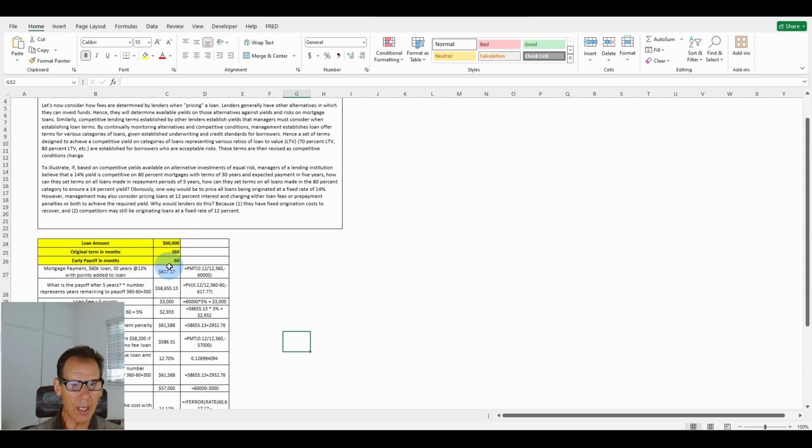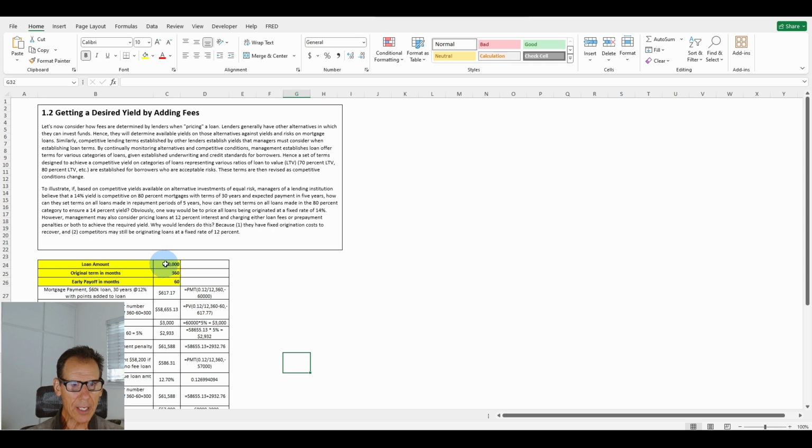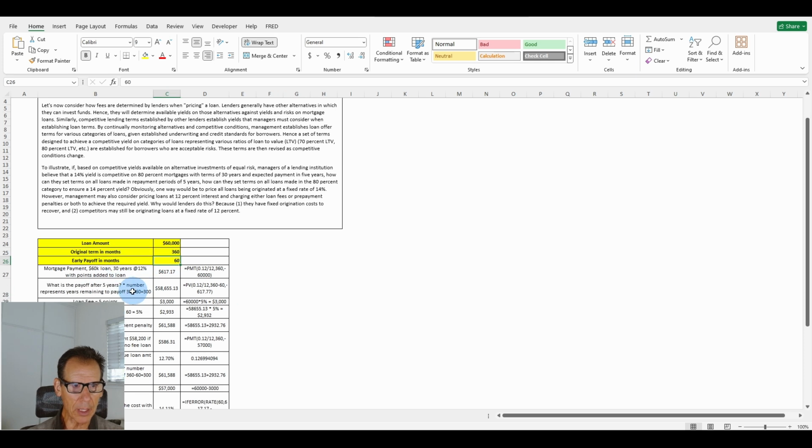This is a snapshot of our previous example. We're looking at a $60,000 loan. We've got an original term in months, 360, early payoff in months. That means within 5 years, you're going to pay a prepayment penalty. The mortgage, we have a $617 monthly payment. The payoff, if the borrower either refinances or sells their property. Got a loan origination fee similar to the previous example, $3,000. Prepayment due at month 60.